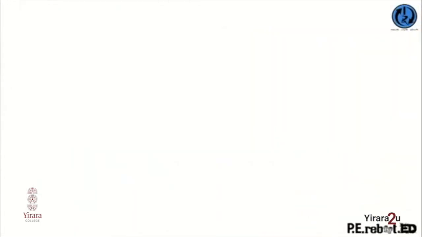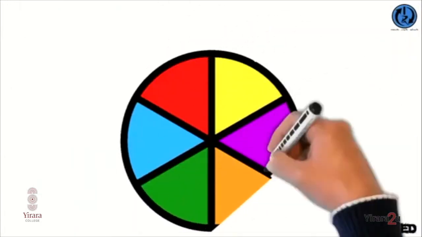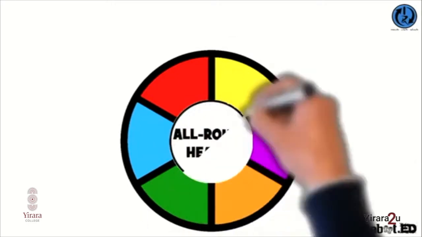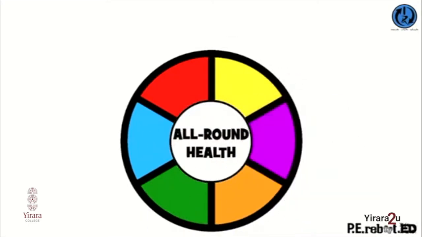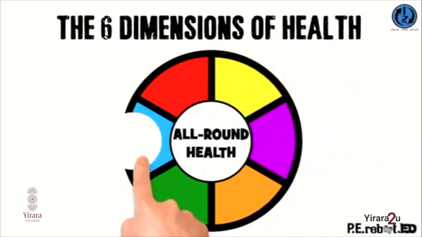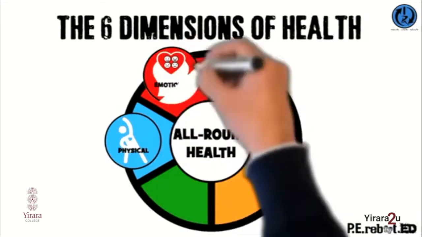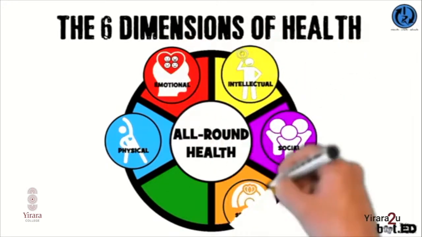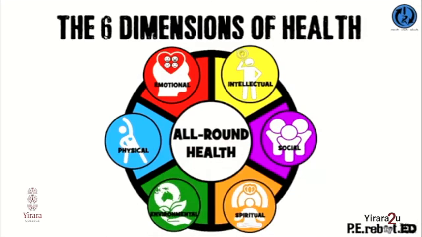It is important to note that the health dimensions may differ slightly depending on your research and where you are reading. However, in health and physical education, we'll be investigating 6 dimensions of health. These include physical, emotional, intellectual, social, spiritual, and environmental health.